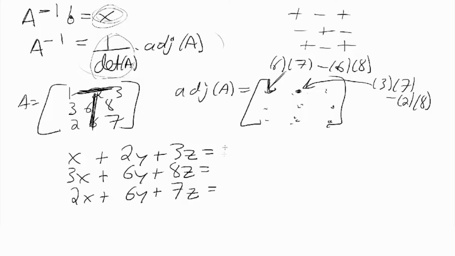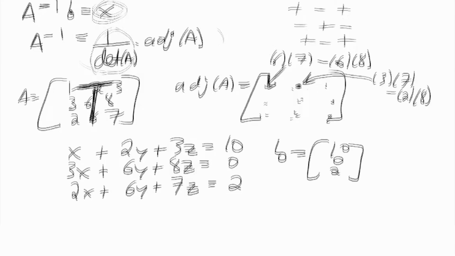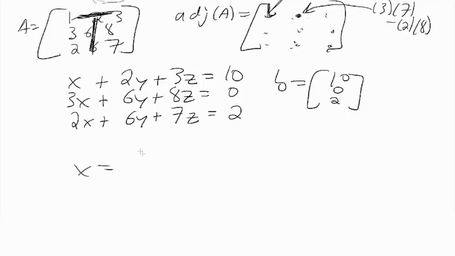And then you would have had some constants, maybe. So in this case, B would end up being this. So to get the final answer, the x solution, you just multiply them by each other. And it's actually a very clean matrix, not many fractions.